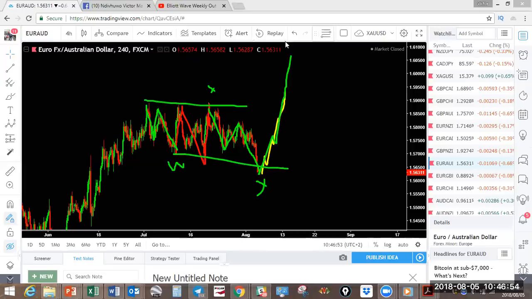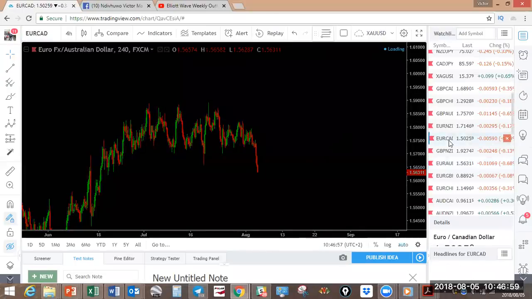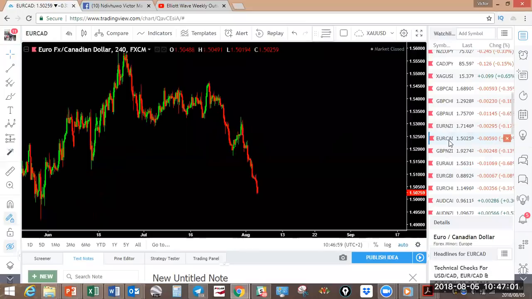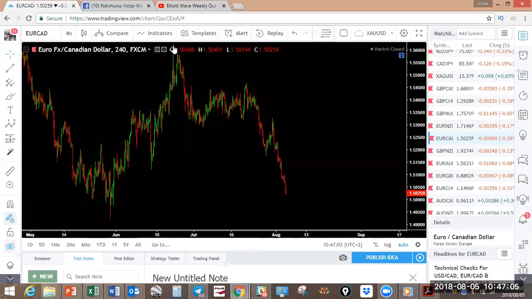Okay, so that's what you're going to be looking at on EURAUD. Let's look at the rest of the pairs. EURCAD, very simple. You just trade it the same way as pound CAD. That's the one I showed you on the trade recap, that your next stop is here.